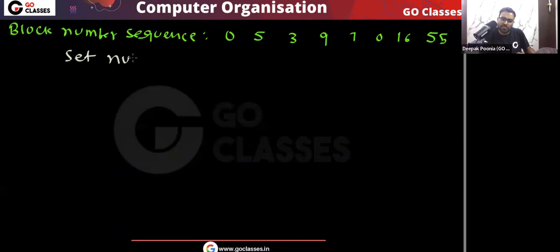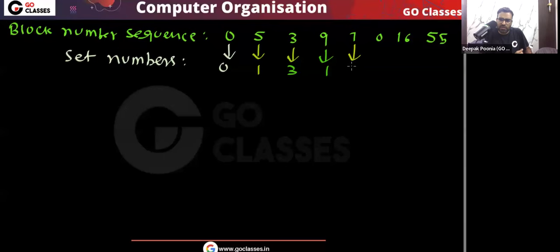Can you find the set numbers? This block number 0, you divide by 4 and you find the remainder. So the remainder will be 0, meaning this block number 0 will go to set number 0. This block number 5, 5 divided by 4, the remainder will be 1. So block number 5 will go to set number 1. This block number 3 will go to set number 3. Block number 9 will go to set number 1, because you divide by 4, the remainder will be 1.